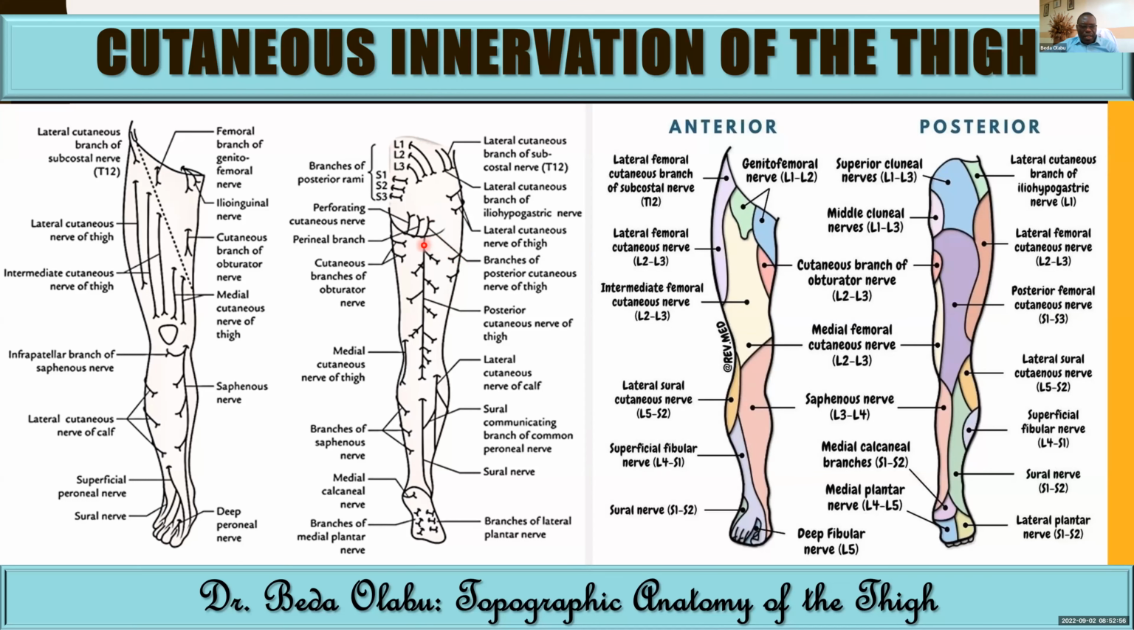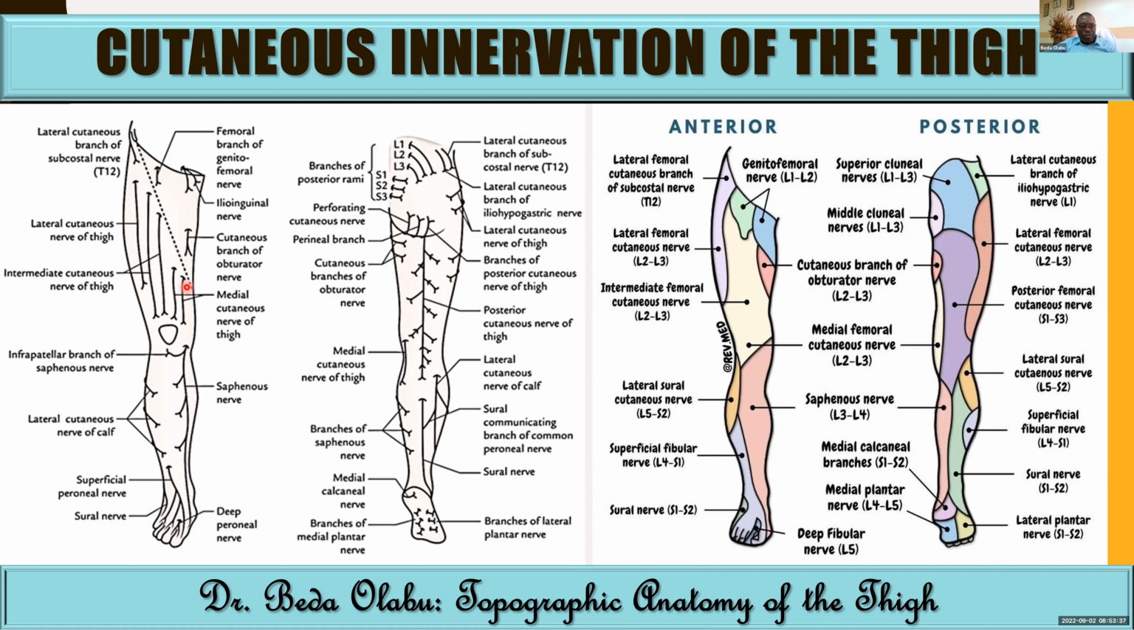The skin of the posterior thigh is supplied largely by the posterior cutaneous nerve of the thigh, which is usually S123. And so the dermatome of the skin of the posterior thigh will be S123, and usually S1 will be slightly on the upper part, then 2, then 3 as you go down. That's posterior thigh.